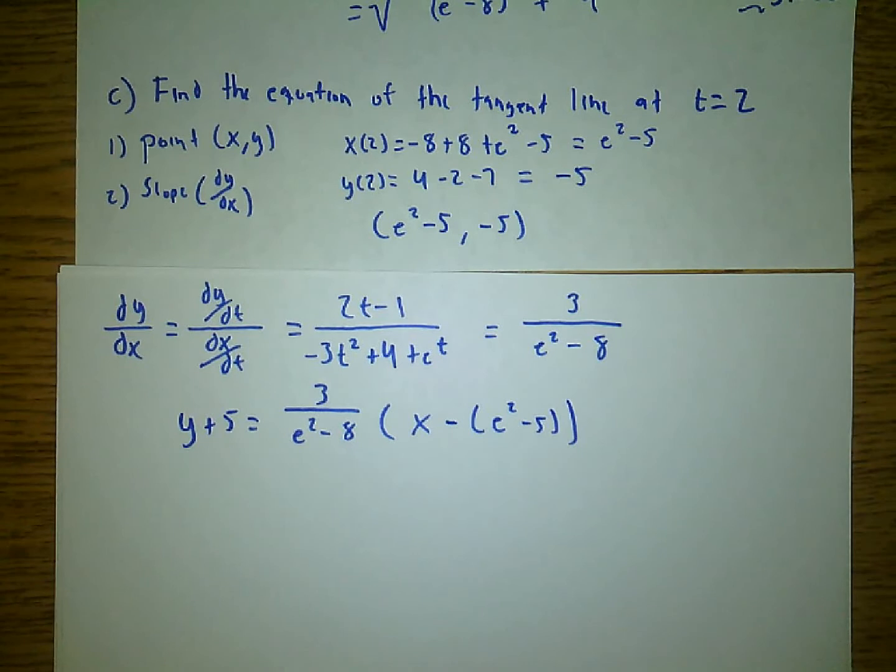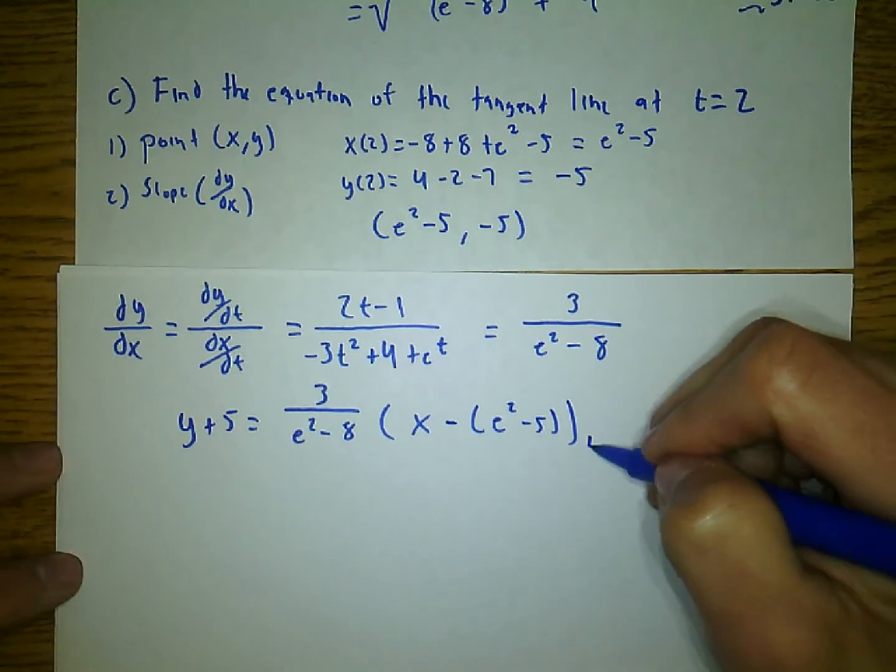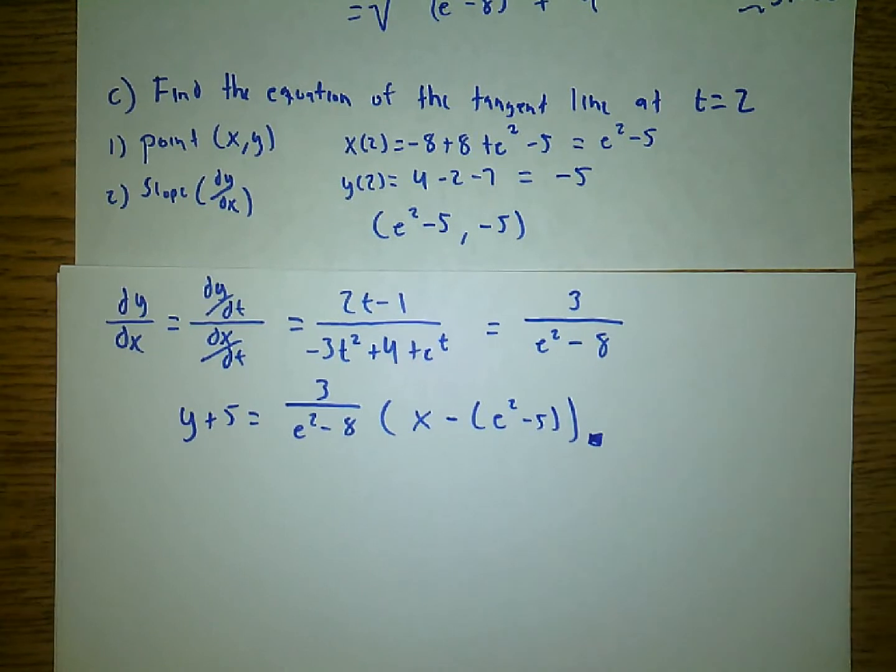Or you can distribute the negative if you want to. You don't have to go any further than that. That's as far as you can take it if you want, and that would get you your full credit.